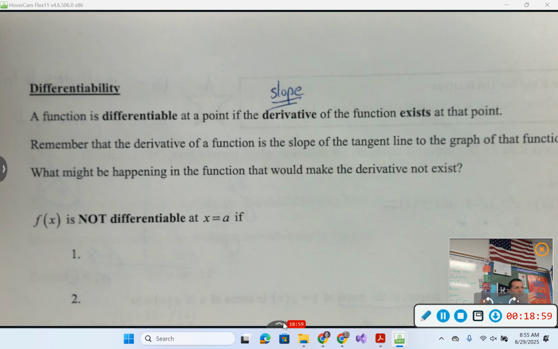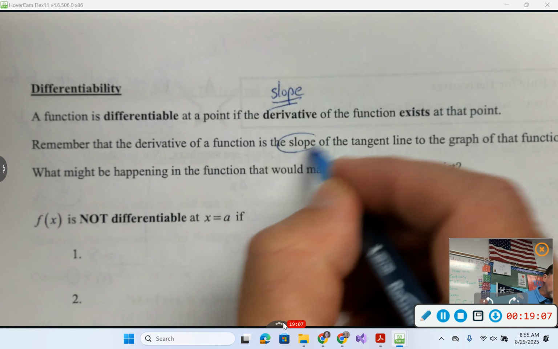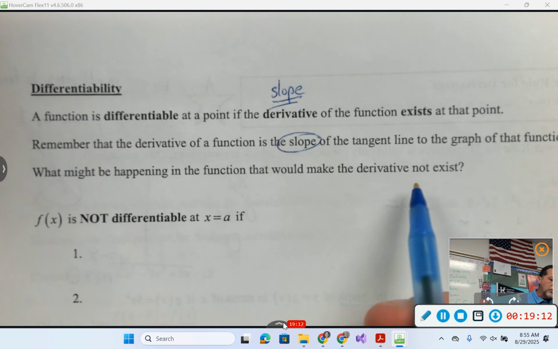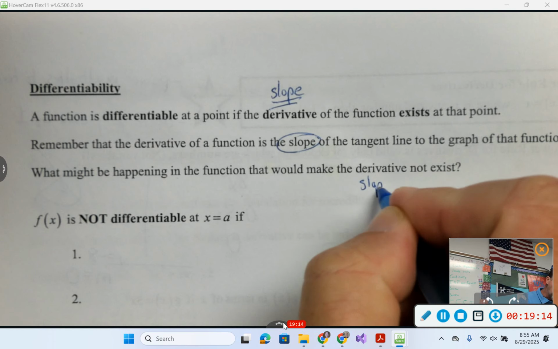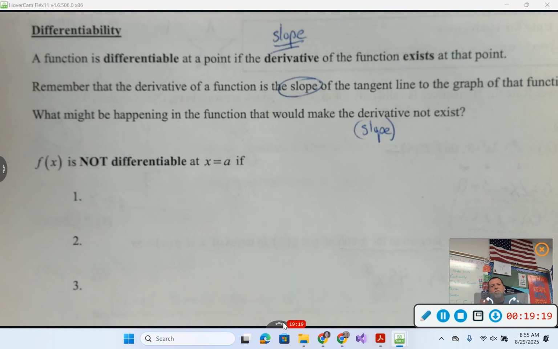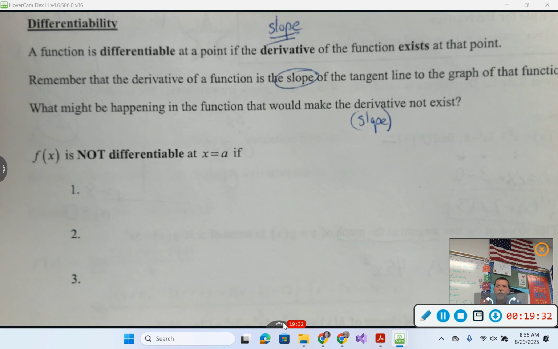If the slope exists, the derivative exists. If the slope doesn't exist, then there's no derivative. Remember that the derivative of the function is the slope of the tangent line. So what might be happening in the function that would make the derivative, aka slope, not exist? Can you think of examples of things where a slope wouldn't exist? Oh, this is harder than the discontinuity guessing game that we played. Think of anything where a slope would not exist?